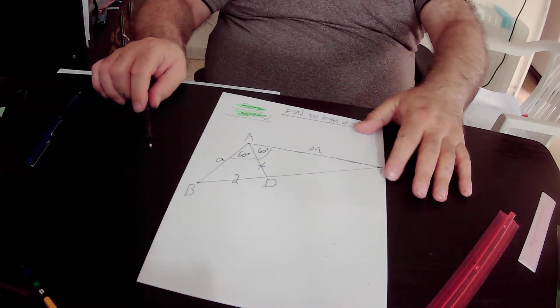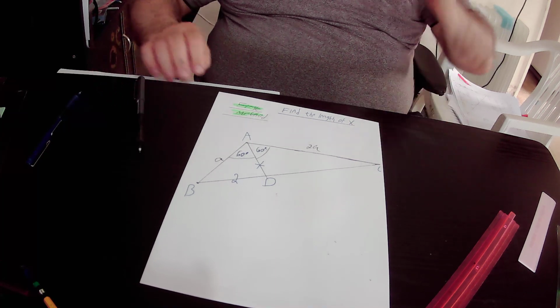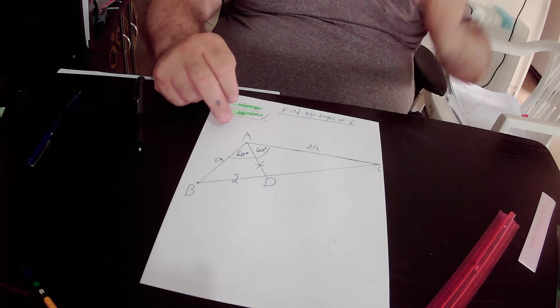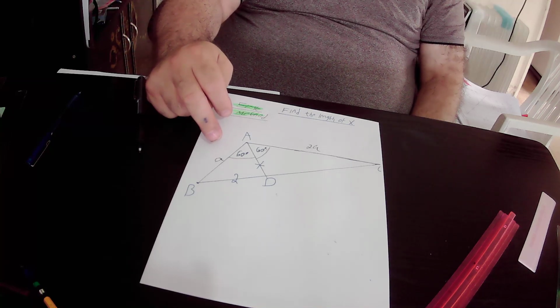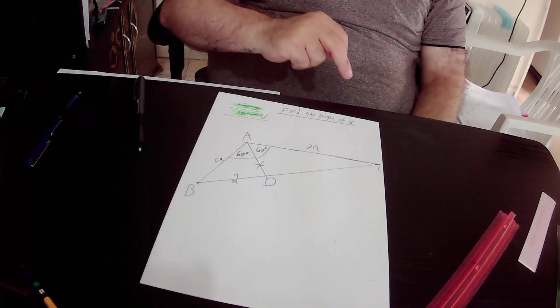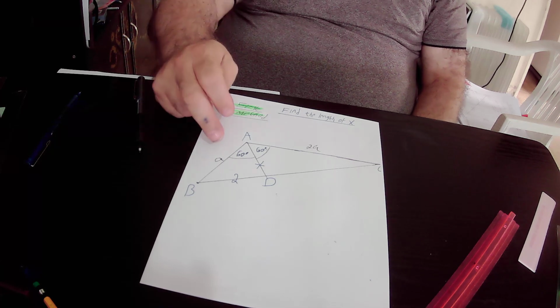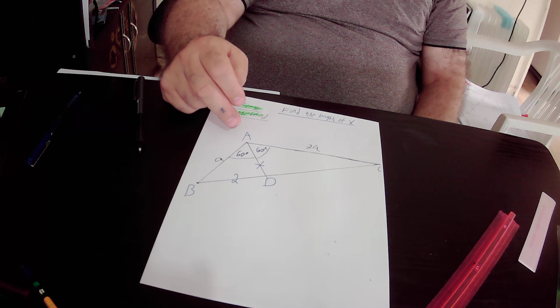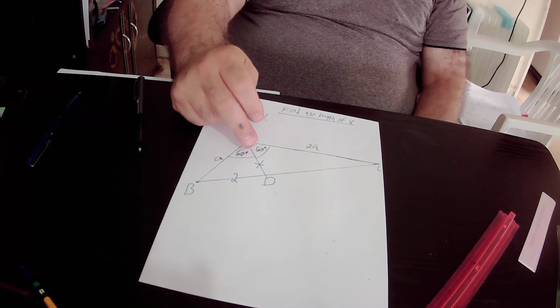Here in the drawing we have triangle ABC. We know that side AB equals a units in length, side AC equals 2a units in length, BD equals 2 units, and we want to find the length of side AD, that is equal to x.